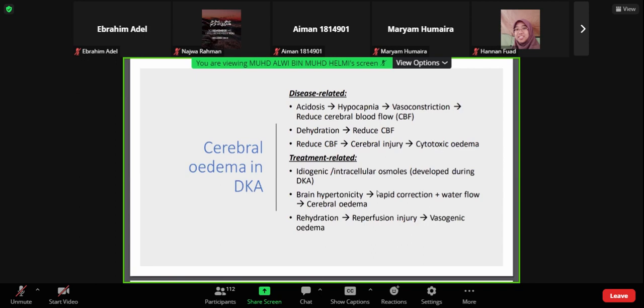Cerebral injury leads to cytotoxic edema, rapid correction of hyponatremia leads to cerebral edema because of osmolality, and also reperfusion injury leads to vasogenic edema.